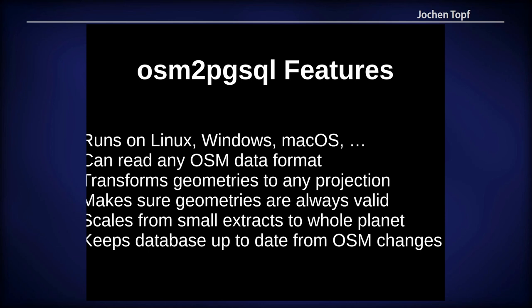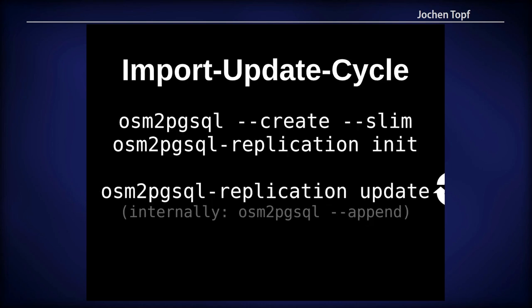And you can keep the OSM data up to date in your database, so you run it once and then update. That is now easier than ever before with the osm2pgsql-replication Python script that comes with osm2pgsql. You run the top two commands once to import the data, and then the bottom command every minute or every hour, or how often you want to update your data, and it magically does everything. It gets the data from OpenStreetMap and updates your database.